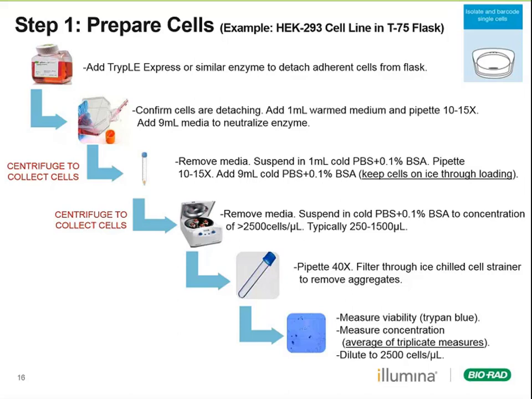Finally, we're going to measure our cells. We measure the viability using a standard lab reagent, trypan blue, and we're also going to accurately measure the concentration. Here it's important to be very accurate, so we're doing triplicate measures and taking the average of this. Then we're diluting our cells to the final concentration of 2,500 cells per microliter.